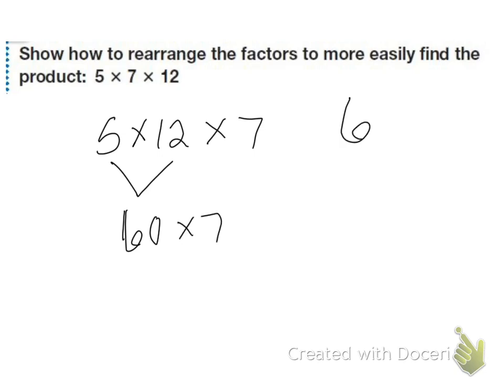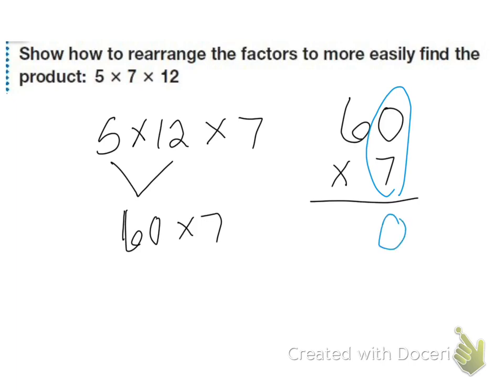So let's do that. Okay, so 7 times 0 is 0, and then 7 times 6 is 42. So my answer is 420.